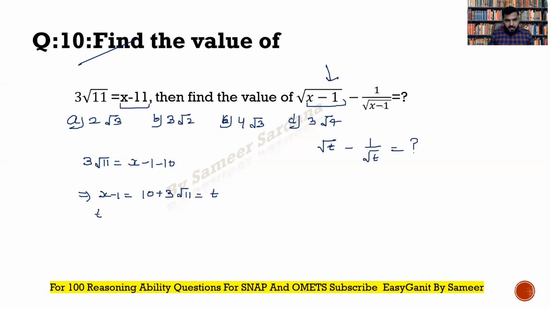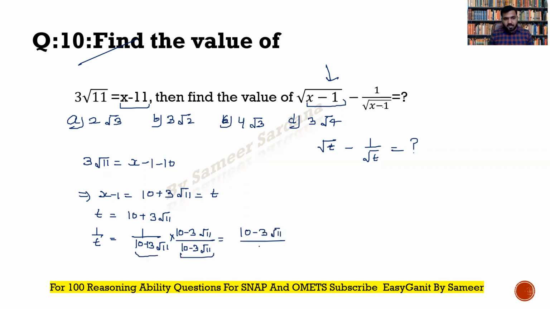Now we get to know that t is equal to 10 plus 3 root 11. So what is 1 upon t? 1 upon t can easily be found out by rationalization. We can rationalize it: 10 minus 3 root 11 upon 10 minus 3 root 11. In the numerator, I'll have 10 minus 3 root 11. In the denominator, a plus b, a minus b, a square minus b square. 10 square is 100 and 3 root 11 square is 99. So this is equal to 10 minus 3 root 11, right?